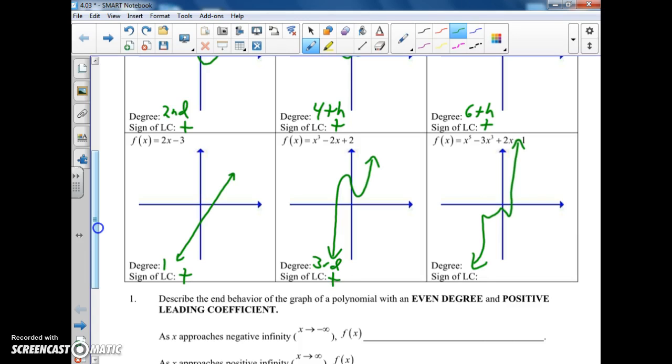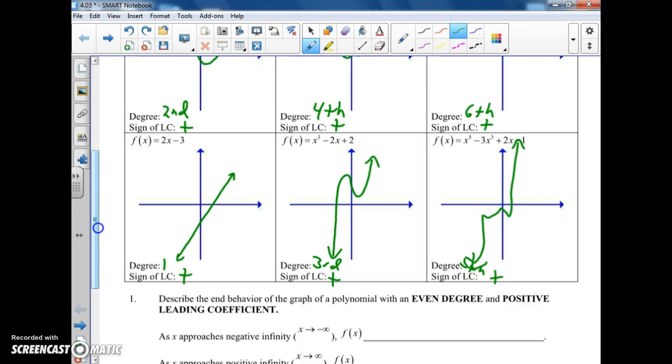Positive again. And then what's the degree here? Fifth. I've got to kind of squeeze fifth in here. And then what's the sign? Positive again. All right, so everybody good? You guys all did that yesterday. Any questions so far? Now here's what we're trying to come to understand.